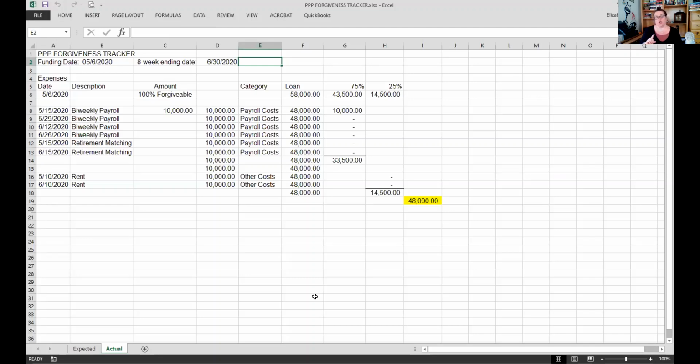And it was very confusing on the application, and depending on what banks you went through, some banks were asking for this information up front. Some didn't. They just cared that they were certifying that you had less than 500 employees, whether full-time or part-time. They didn't care.